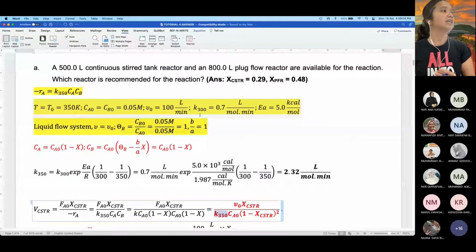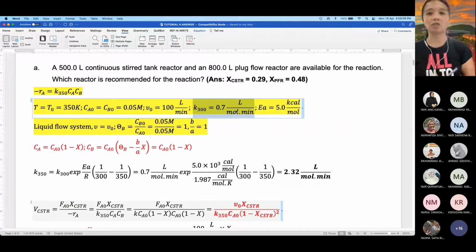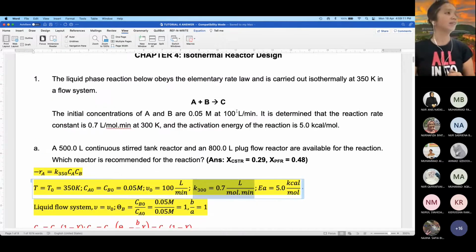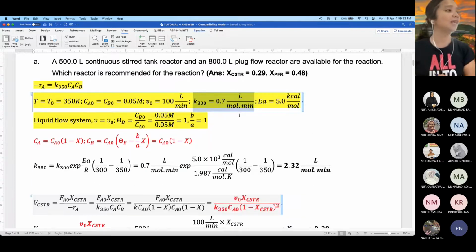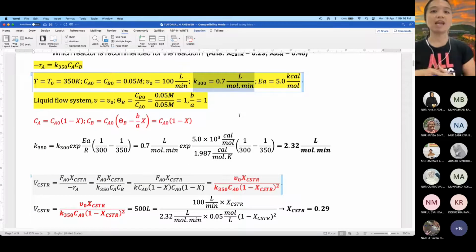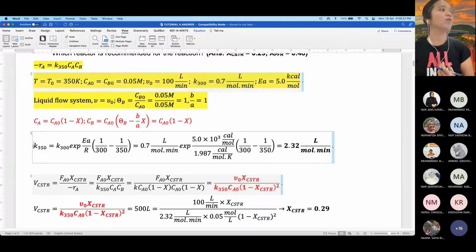However, the K given to us, 0.7, is at 300 Kelvin. So meaning you have to first find the K at 350. So this is not new to you. You already know if I know K1 at T1, meaning K 0.7 at 300 Kelvin, I can know the K at 350 Kelvin. So knowing K1, T1, you can find K2 at T2. So K1 is 0.7, T1 is 300 Kelvin, T2 is 350 Kelvin, so we can find K2.